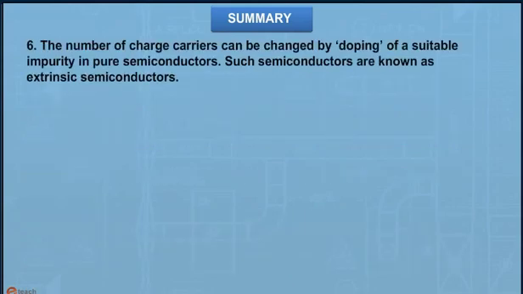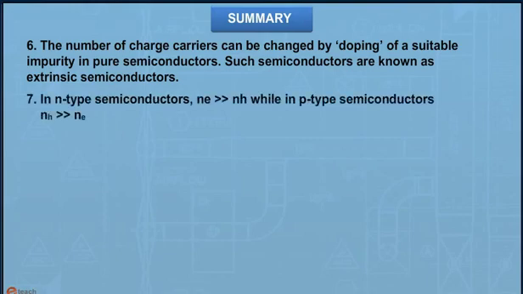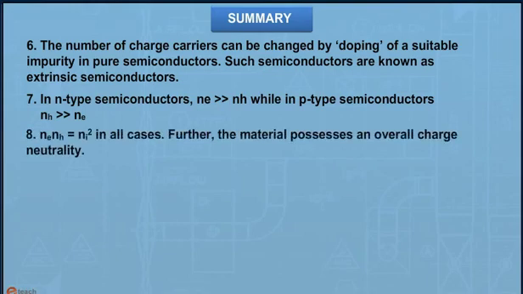The number of charge carriers can be changed by doping a suitable impurity in the pure semiconductor. Such semiconductors are known as extrinsic semiconductors. In the N-type semiconductor, the number of electrons is much greater than the number of holes, while in the P-type semiconductor, the number of holes is much greater than the number of electrons. In all the cases, the relation Ne × Nh = Ni² holds. Further, the material possesses an overall charge neutrality.